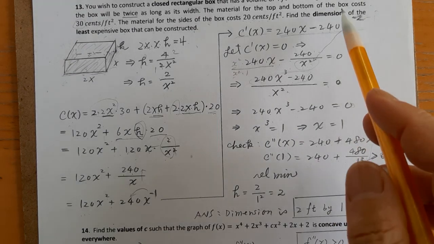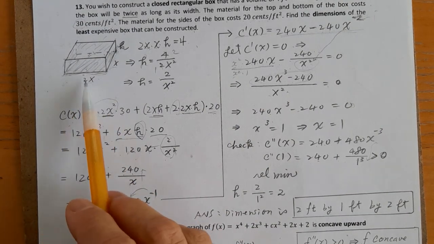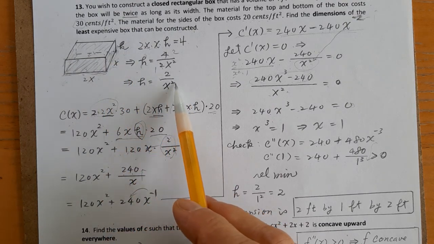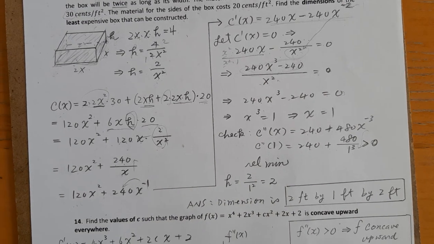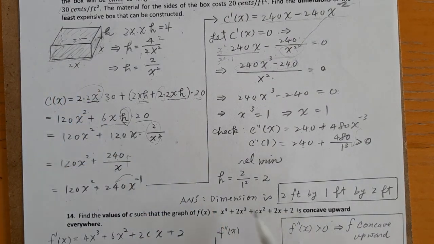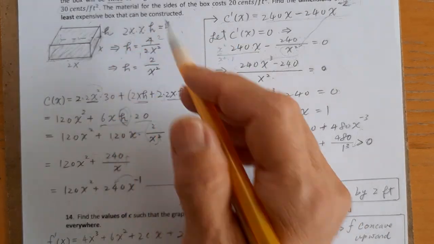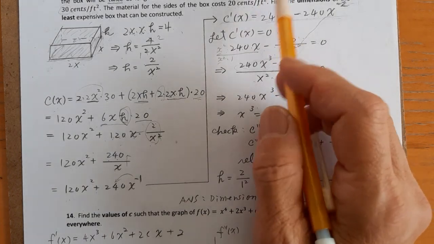Then the question asks for the dimensions, so you need to figure out the length. 2 times 1 is 2, and the width is 1. Height is 2 over x squared, so 2 over 1 squared is 2. So put down the answer. The dimensions are 2 feet by 1 foot width, and by the height is 2 feet. You can check it: 2 times 1 times 2 is 4 cubic feet.